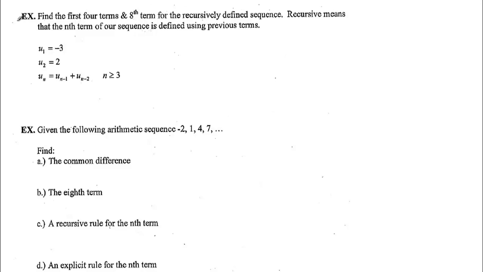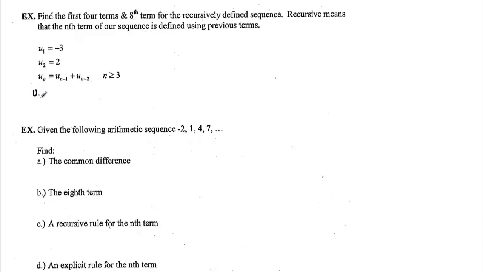More sequence work. Example: find the first 4 terms and the 8th term for the recursively defined sequence. Recursive means that the nth term of our sequence is defined using previous terms. Here we have the first term, -3, the second term, 2, and then the next term is the one right before it plus the one before that one.